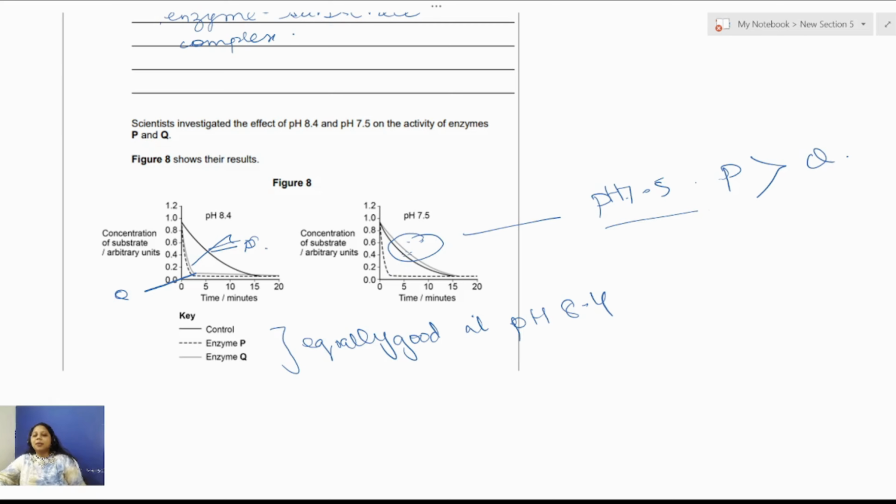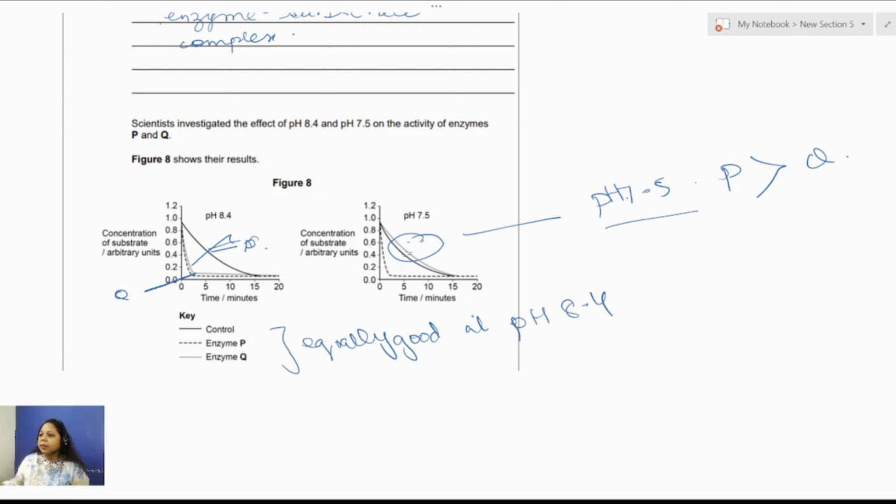Okay, so let me explain this. How do we say if something is performing better or not? It is how quickly it changes the substrate into product. That would be quick, right? So we say P is quicker than Q, or P is converting substrate to product more efficiently than Q. Okay, so let's move to the question.